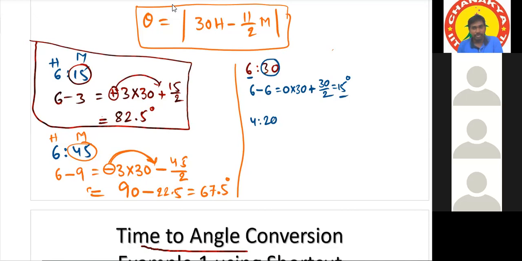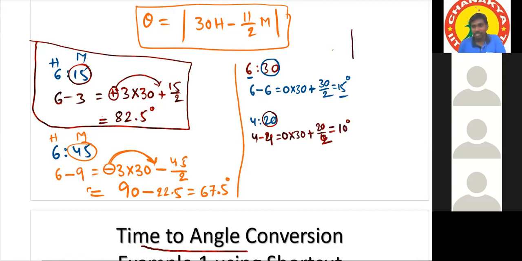Okay, sir. At 4:20, tell me, our hour hand is on number? Sir, 4. Minute hand is on number? 5. No, it is also 4. Okay, this is where I went wrong. So 4 minus 4 is 0. But plus something will be there. How much? 10 degrees, 20 by 2. That is 10 degrees, not 30 or 15. Yes, sir, I considered 5.